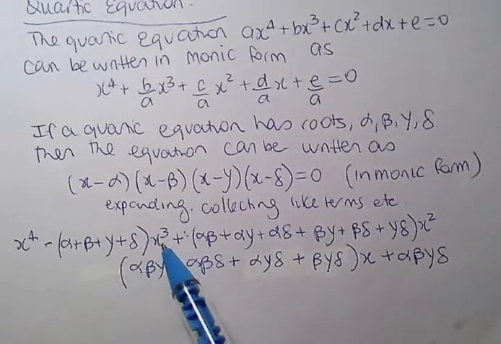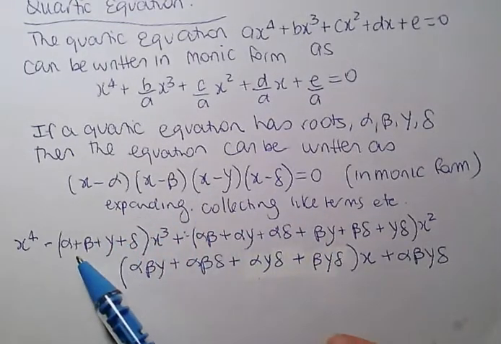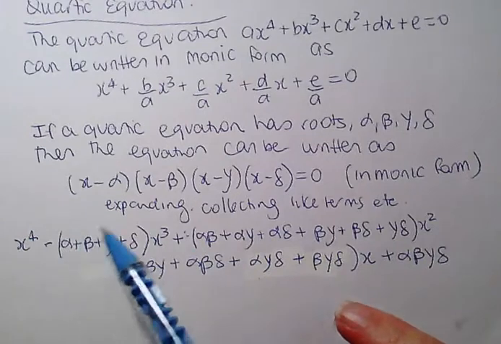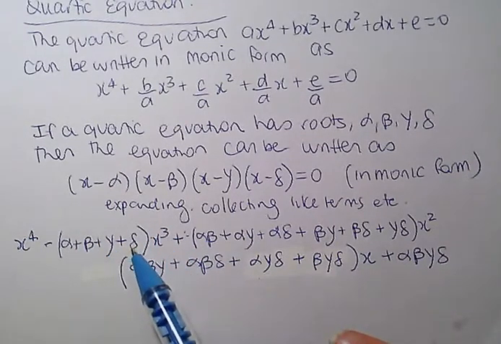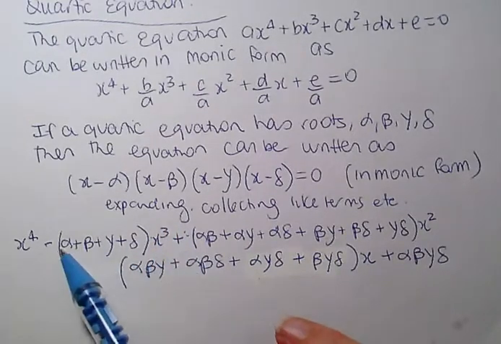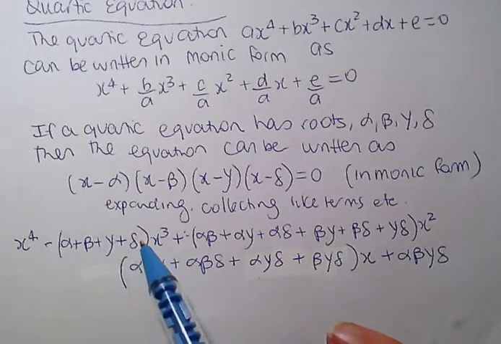Okay, our coefficient of x cubed, when this is all expanded out, we will end up with alpha x cubed, negative alpha x cubed, negative beta x cubed, negative gamma x cubed, and negative delta x cubed. And then when we collect all the x cubed terms together, we get minus alpha plus beta plus gamma plus delta. Notice these are the sum of roots one at a time.